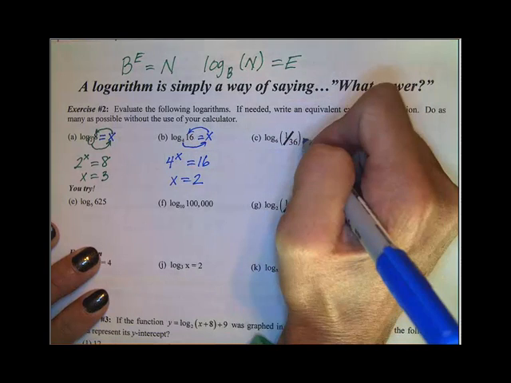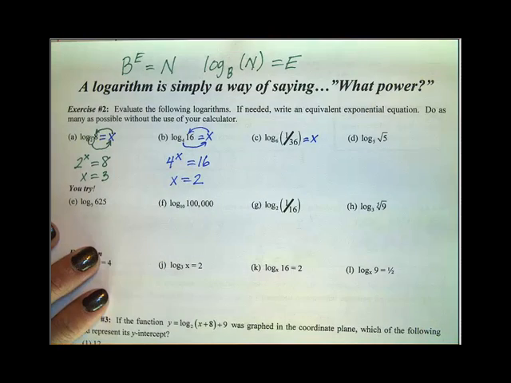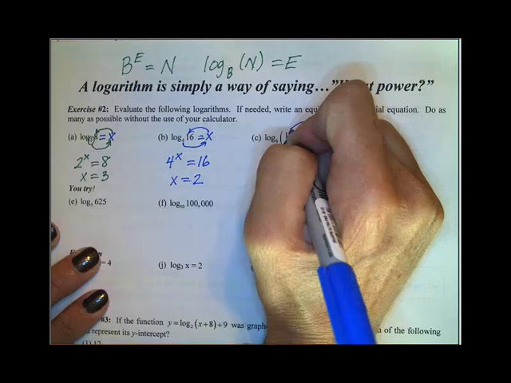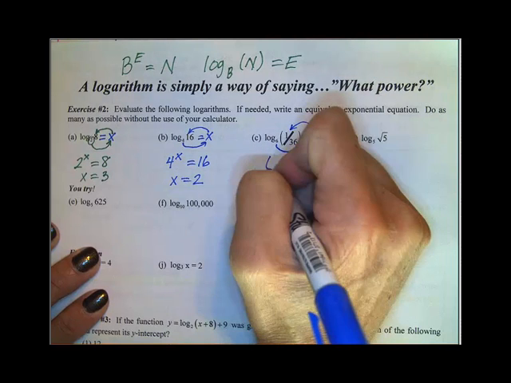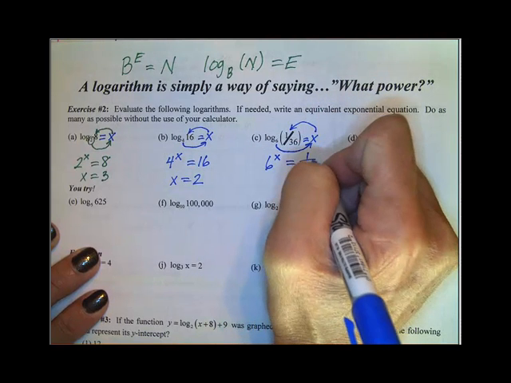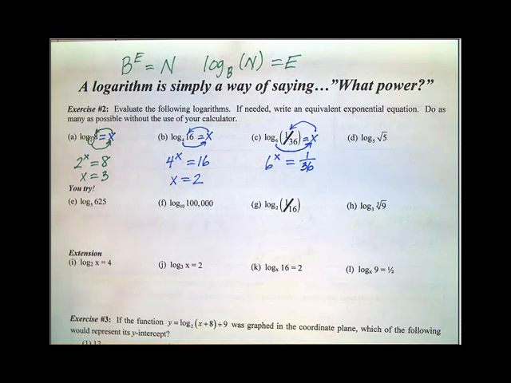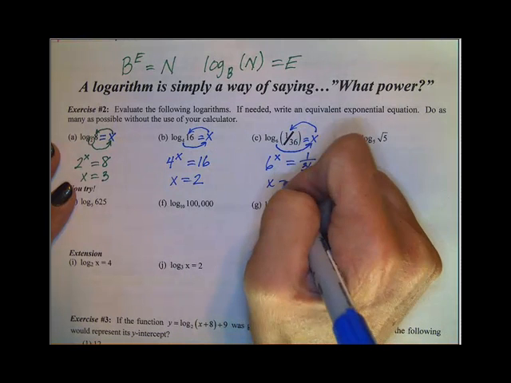Now we're in fractions. So 6 is our base, raised to our exponent equals our number. So 6 to the x has to equal 1 over 36. Well, we're going to ignore the 1. So 6 to what power is 36? Well, 6 times 6 is 36. So that's 2. Because it's a fraction, it is negative. So x equals negative 2.